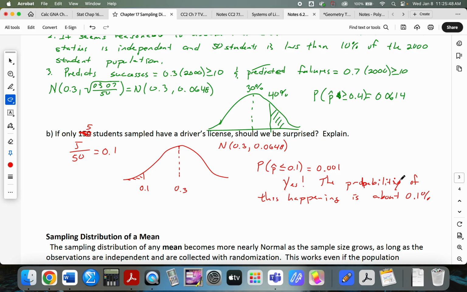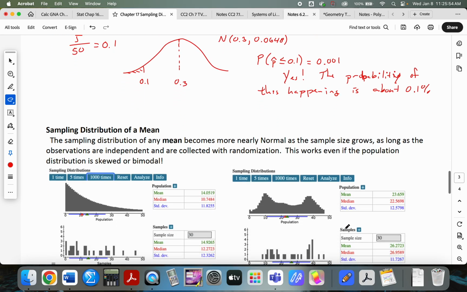Okay? And that's where this is leading. Okay? All right. So that's proportions.